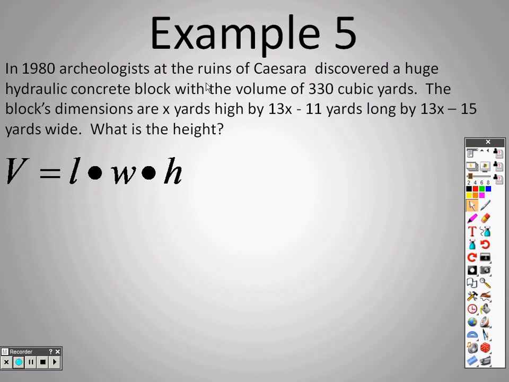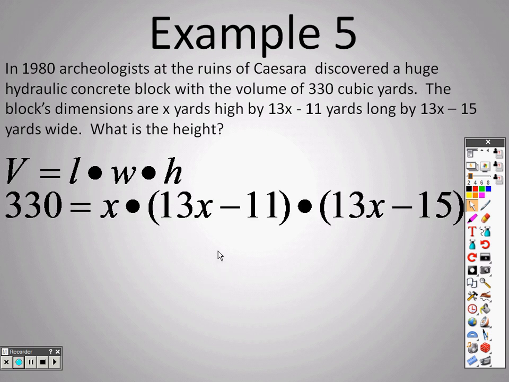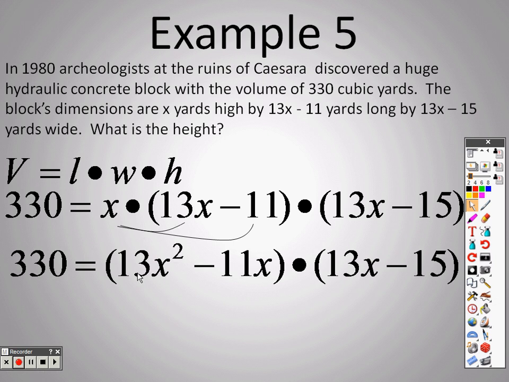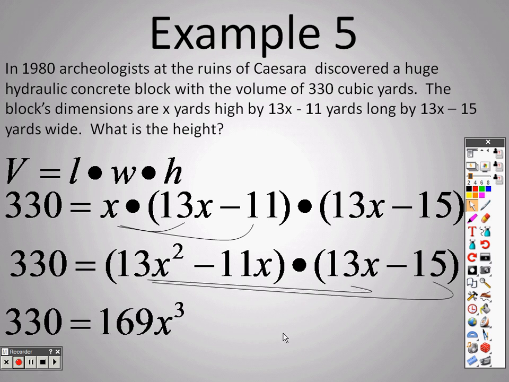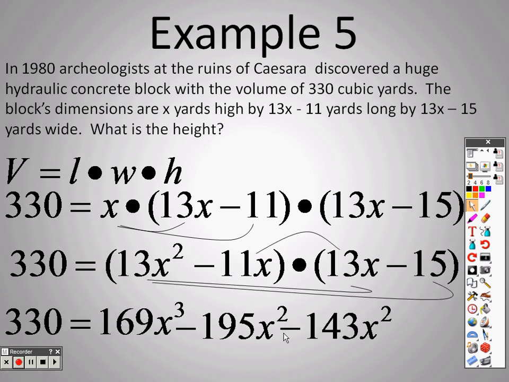Well, find a volume of something. It's length times width times height if we're talking about a block, right? Or a cube. So all I did was take each of these, length and width and height, and plug it in. And I know that it says the volume is 330, so I have 330 in there. All I need to do now is distribute. So I distribute. I got 13x squared minus 11x times 13x minus 15. Distribute there.